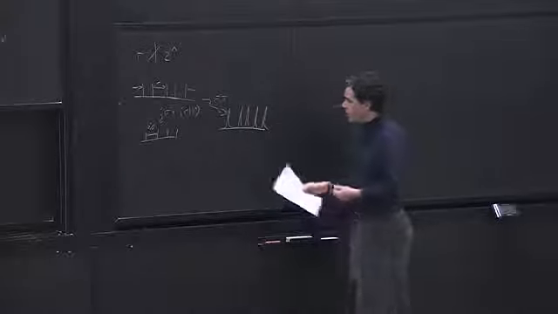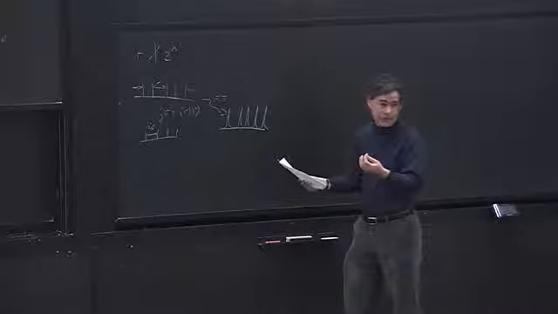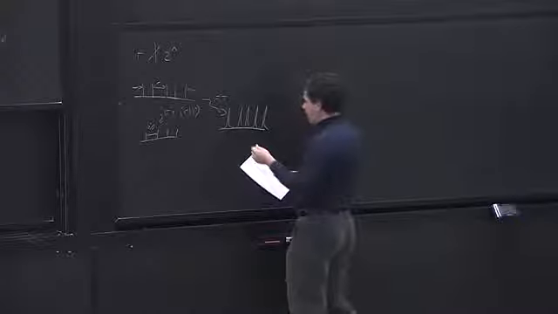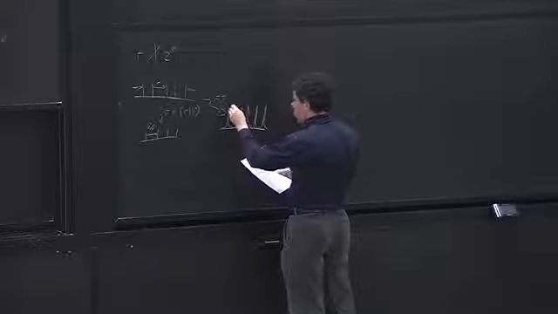We get things that are still peaked around spikes, but they're not infinitely narrow spikes. They're spikes with some finite width. And the distance between these things is still 2^n over r.